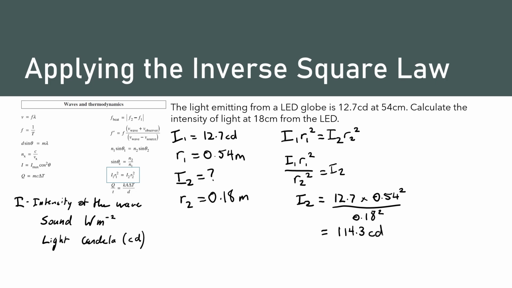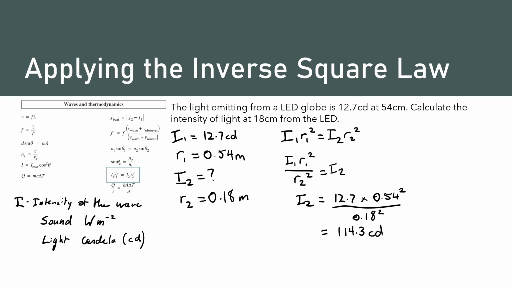Here we can see that the intensity of light has increased significantly. The relationship is not linear. In other words, we don't just double the intensity if we halve the distance. Instead, because we've got this idea or concept of R squared, we see that the changes in intensity fluctuate quite significantly compared to the change in distance. And our answer here is 114.3 candela.